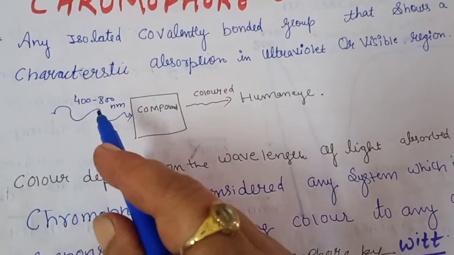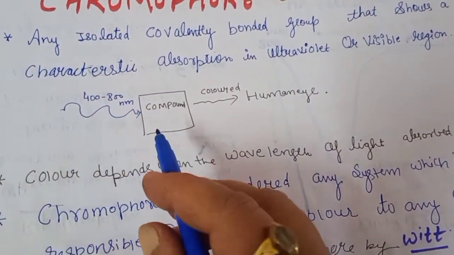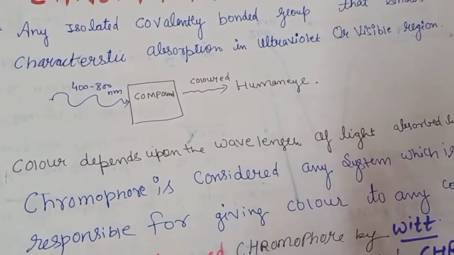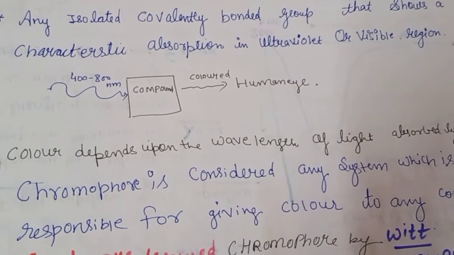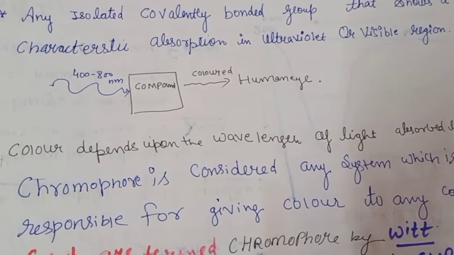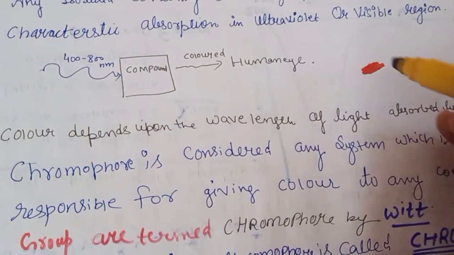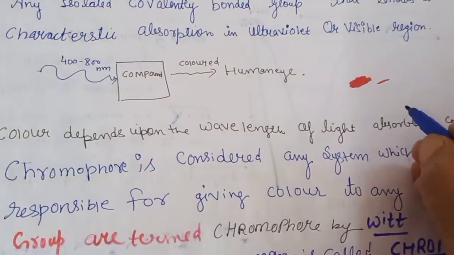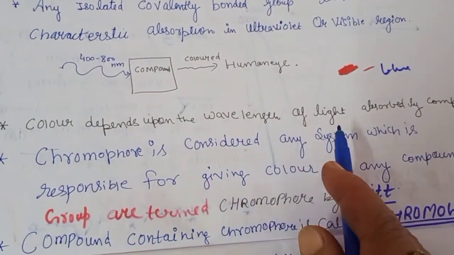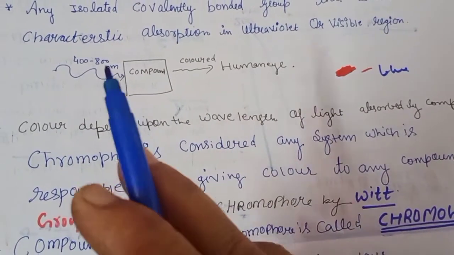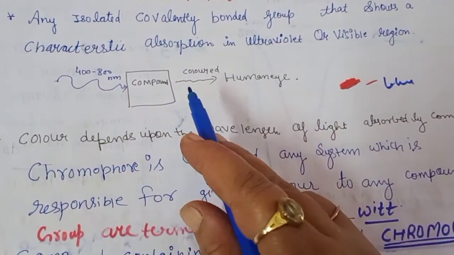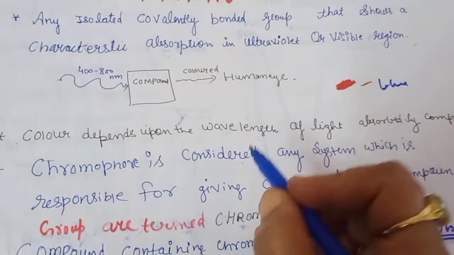When radiation of 400 to 800 nanometer range falls on any compound, the compound appears colored to the human eye. So please do watch the d-d transition video, where I have explained the color phenomena, because we know that every light has one complementary color. If something is visible red to us, it definitely has some complementary color. When it absorbs the blue-green light, it may appear red to us. So the color depends upon the wavelength of the light absorbed by the compound. Whenever radiation falls on the compound, it appears colored. How much of the wavelength is absorbed will depend upon the type of group which is present in the molecule.